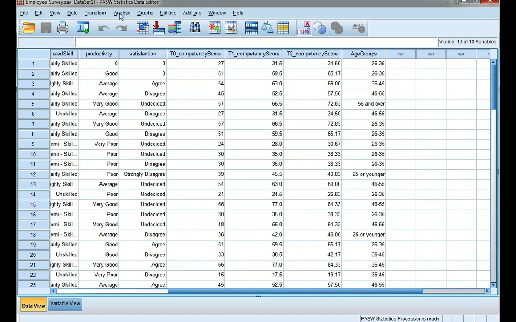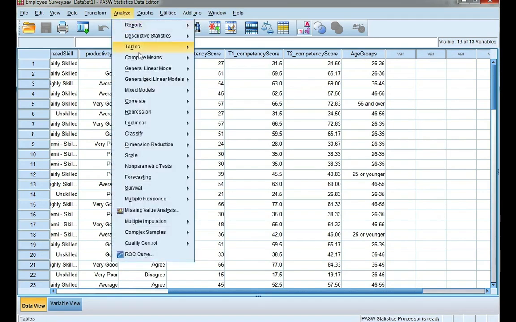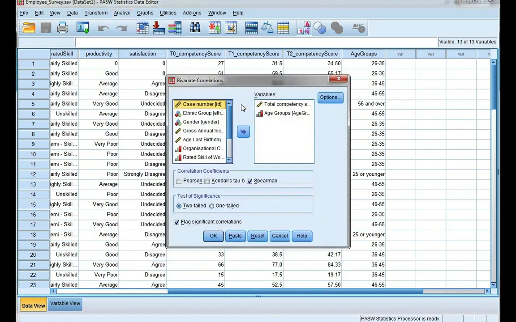So to do this, I'm going to go to Analyze, and then Correlate, and I'm going to choose Bivariate because I have two variables. I'm going to reset this. I want to correlate total competency with age group, so I'm going to move them over to my Variables box. Now down here at the bottom, I have some options to choose my correlation coefficient, and I don't want Pearson, I want to use Spearman.